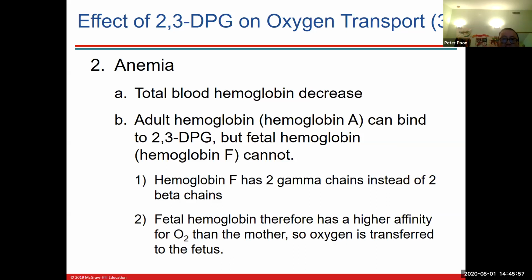Adult hemoglobin can bind to 2,3-DPG, but fetal hemoglobin cannot. So fetal hemoglobin has a stronger attraction to oxygen than the maternal one. So when the maternal blood and fetal blood come in contact with each other, the fetus pulls the oxygen from the mother.